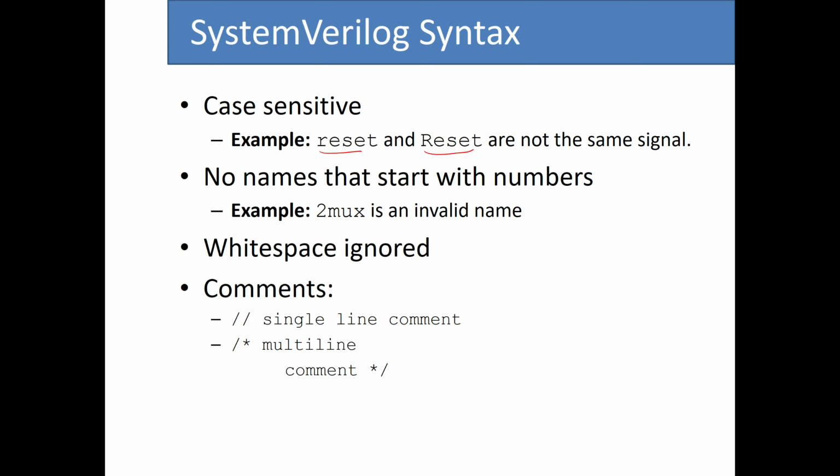The next point is that you cannot have any names for your variable that start with a number. So for example, if you want to create a 2-to-1 multiplexer, you cannot just name it 2 mux, right? Because the name cannot start with a number. The next point is that if you have any white spaces in your code, they will be ignored, right? So this is something that you also need to consider.